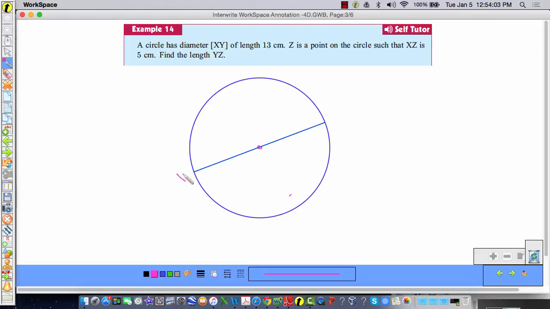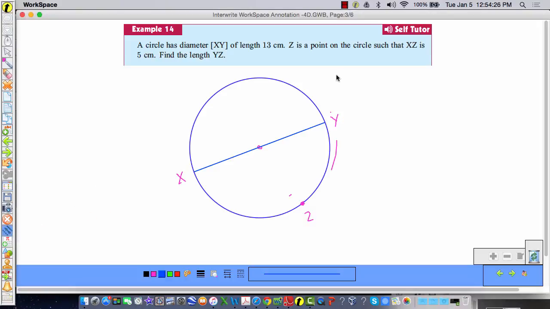We have X, we have Y. XY is the diameter. And then we have any point on the circle. Tell me when to stop, Mrs. Humphrey. Tell me when. Now, right there. So Z is going to be here. And clearly it's not to scale, but we don't care.